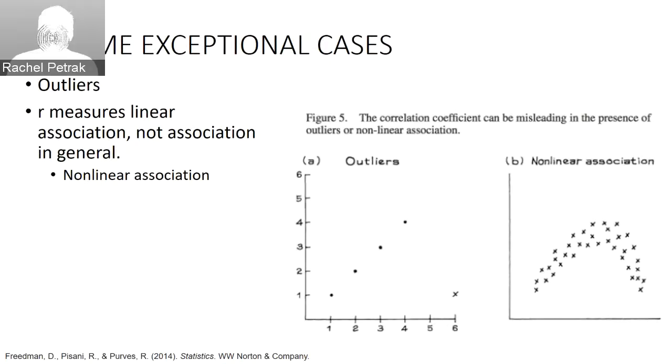It's also important to take note of exceptional cases. There are actually more exceptional cases than these two, but these two are commonly encountered in social and health research, and it's important to know how to deal with them if you encounter them. One of those is the outlier. You can see this illustrated in figure A. In this figure, there's a clear line through the points, except for the point that lies at 6,1.